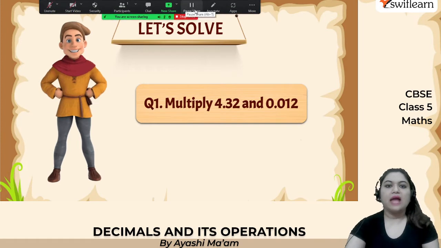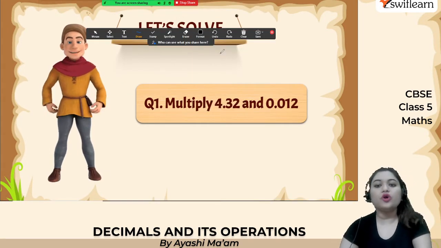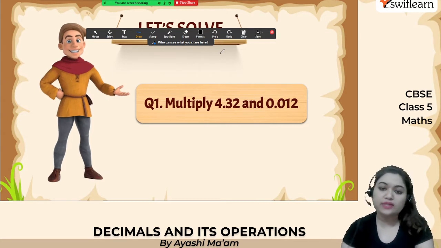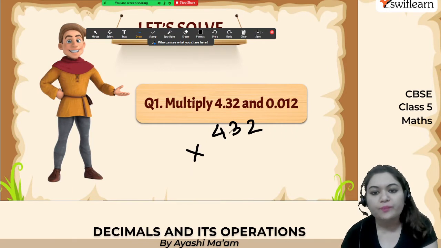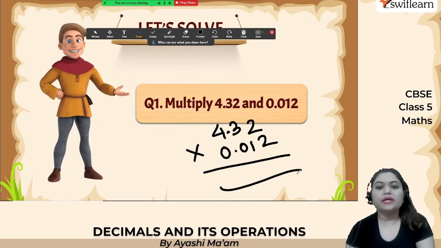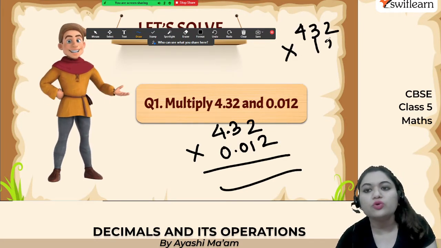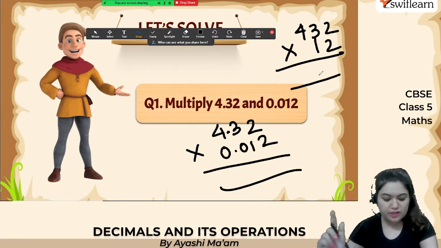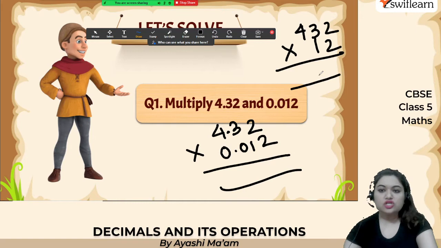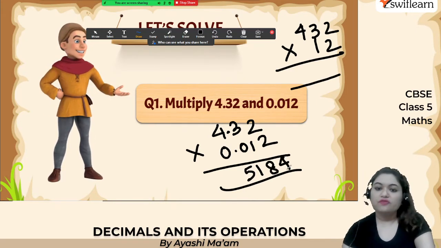Okay. Now let's do some practice. So you have been asked to multiply 4.32 and 0.012. So while I am doing it, you also do it. Okay. So first we will simply do the multiplication without considering the decimal points. So you simply do 432 into 12. Simply do this multiplication. Alright. I want you to do this multiplication at first. So just do it. You will get the answer as 5184.